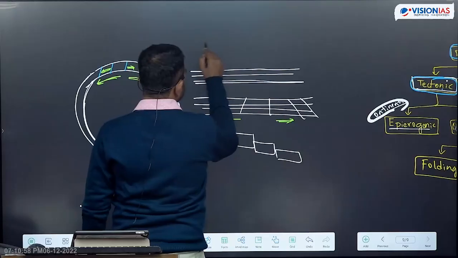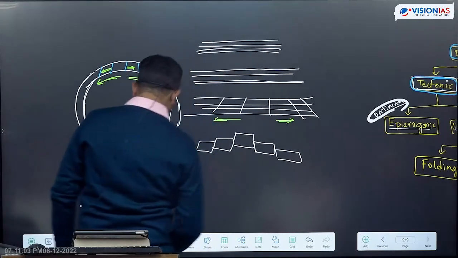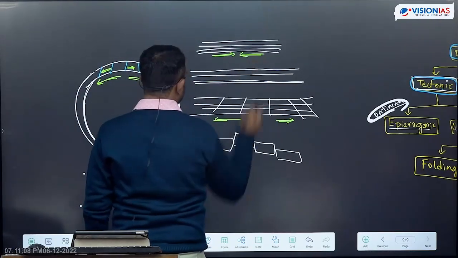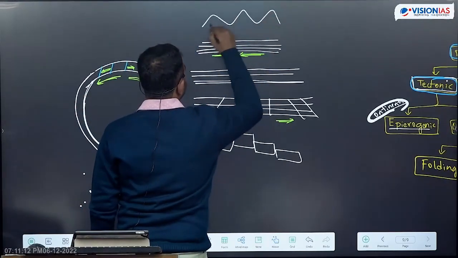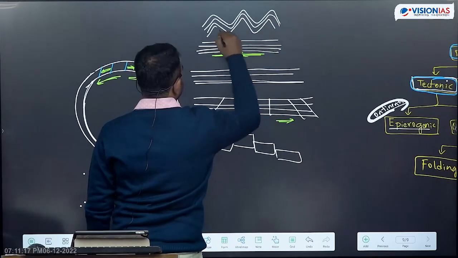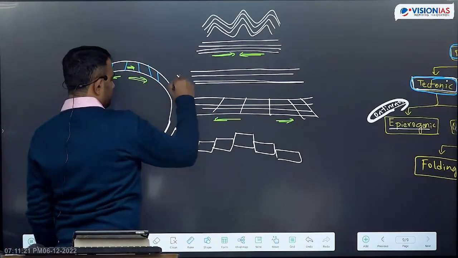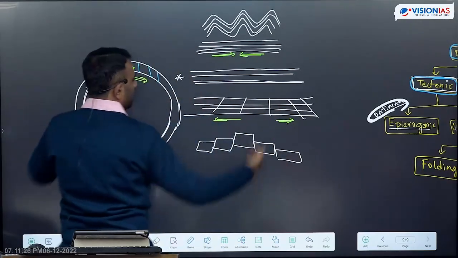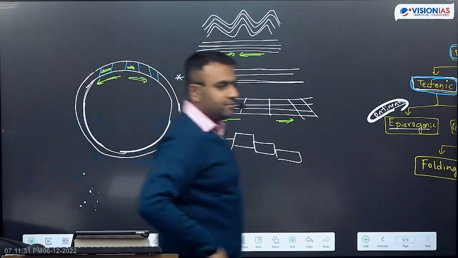If it gets subjected to compression over a long period of time, it gets converted into folding like this. This is the original. If there is tensional force, block mountains will form; if there is compressional force, fold mountains will form. Right?